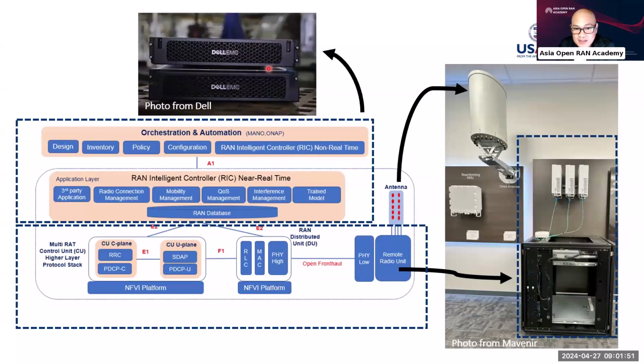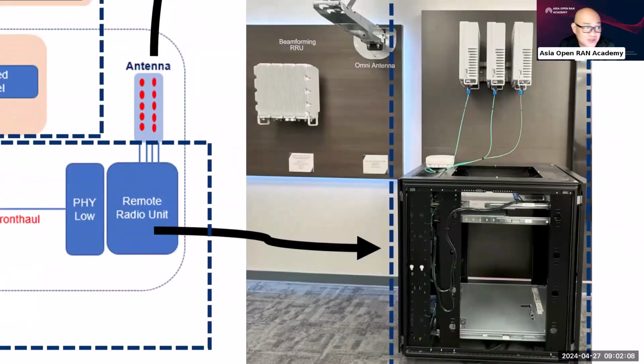Okay. Now, if you go to the CU, the centralized unit, and the distributed unit, this is how we reflect it in architecture drawings. But if you go on site, what you can see is just a typical server as well. So this is the DU and the CU. Now, if you go for the radio unit, the radio units are here. So this is a typical setup for Mavenir.